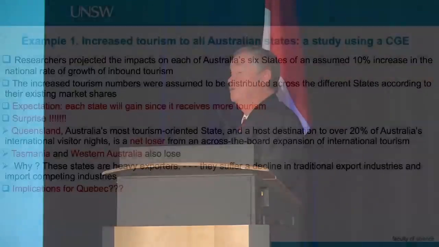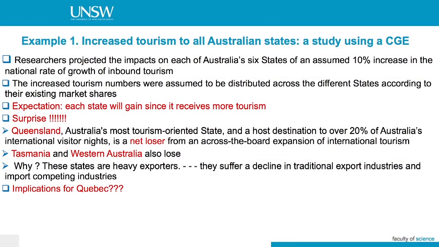Now, the expectation would be that all of the states in Australia would gain because they're all getting more tourists. Not so. What we found was that Queensland, which is Australia's most tourism-oriented state and a host destination to over 20% of Australia's international visitor nights, is a net loser from an across-the-board expansion of international tourism. And indeed, so too were Tasmania and Western Australia. I find that an extraordinary result.